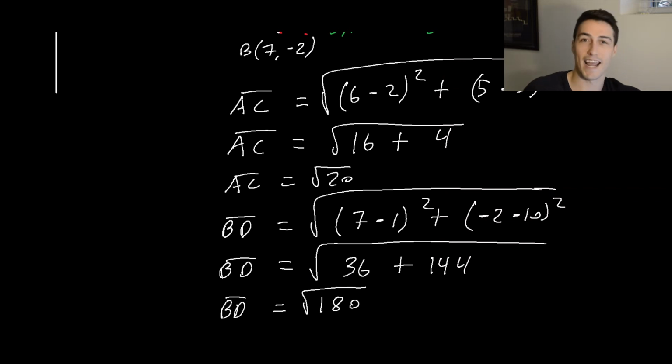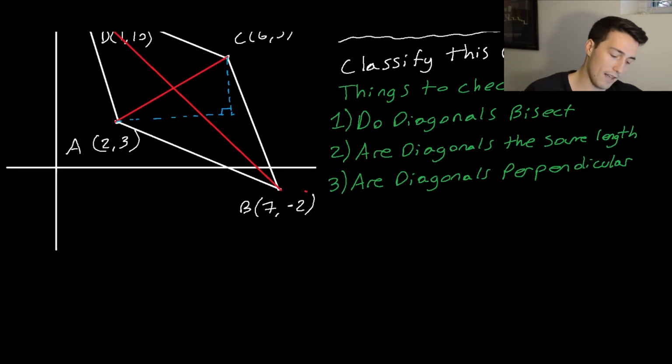So now line AC and line BD don't match. So we know that the diagonals aren't the same length, and therefore this is not a rectangle. So we passed the first test, and failed this test. Now let's check to see if the diagonals are perpendicular.